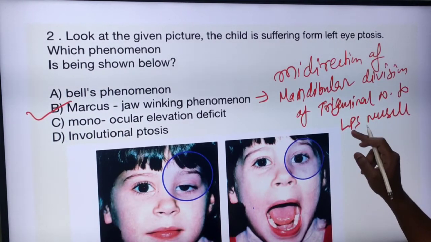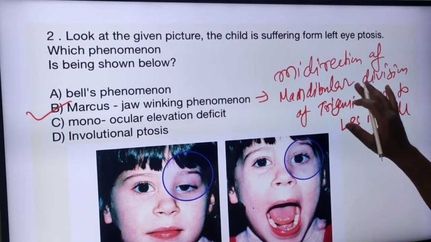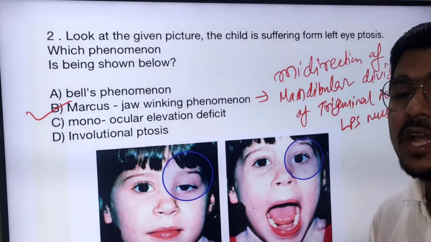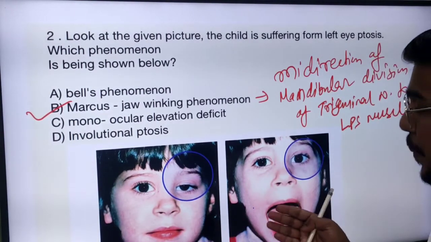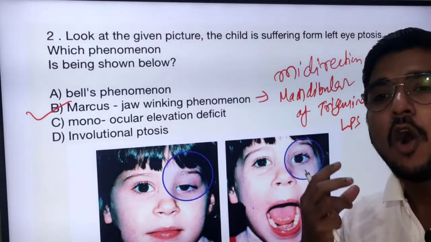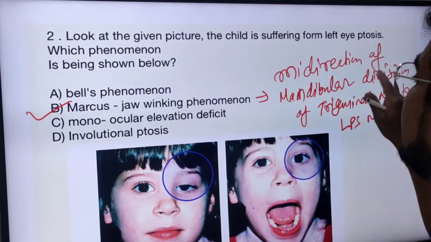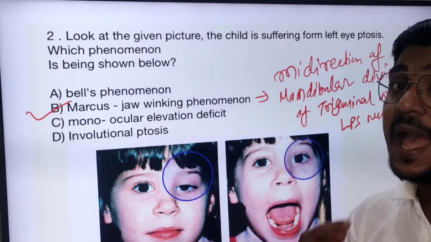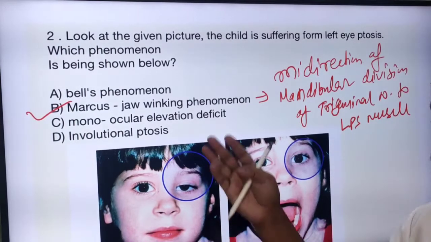The LPS muscle, levator palpebrae superioris, will get innervation from this mandibular division of the trigeminal nerve, and whenever there is a lateral pterygoid movement, whether by opening the mouth or by sucking or by moving the jaw to the opposite direction, this mandibular nerve will get stimulated and it will cause retraction of the eyelid. Okay, so this is the answer here.